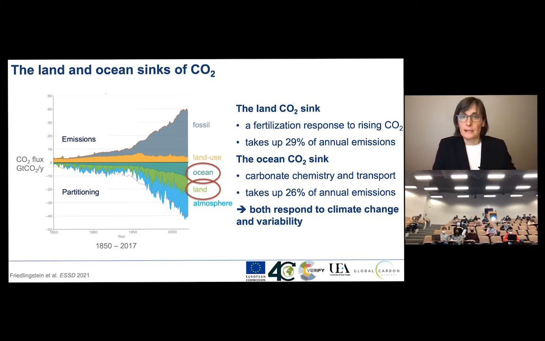But this process really means that most of the carbon in the ocean is in the bicarbonate form, which does not exchange with the atmosphere; only CO2 exchanges with the atmosphere. And that's the reason why the ocean contains 50 times more CO2 than the atmosphere. Anyway, both of these sinks take up 25 to 30% of the emissions each year on average, but they respond to climate change and variability.